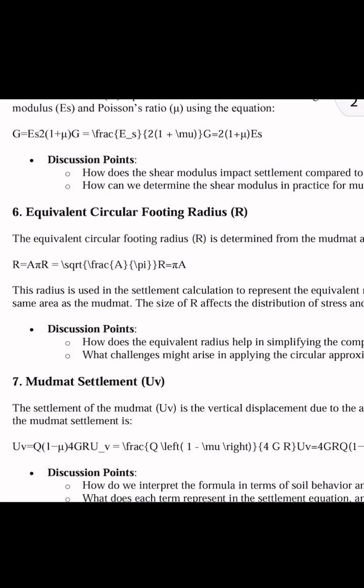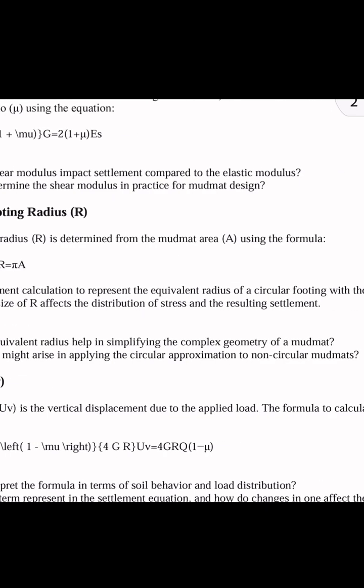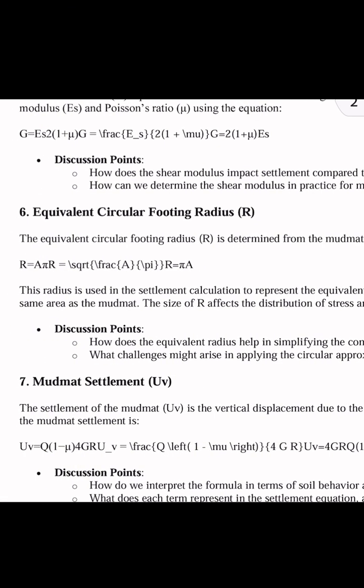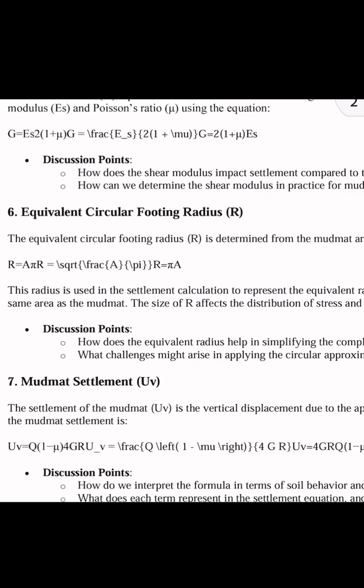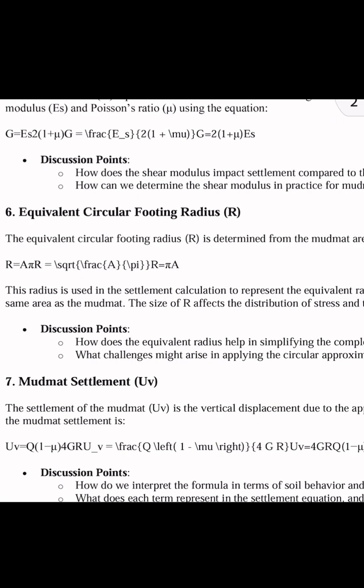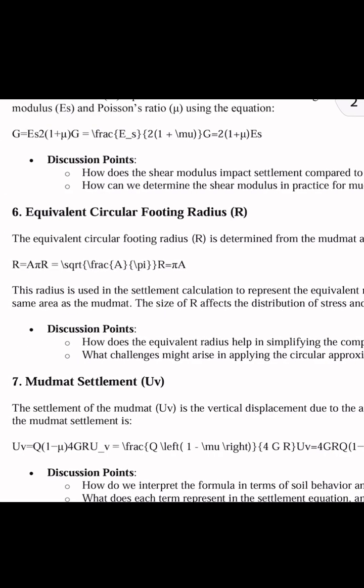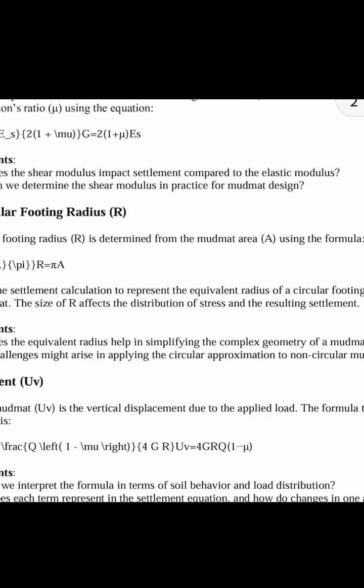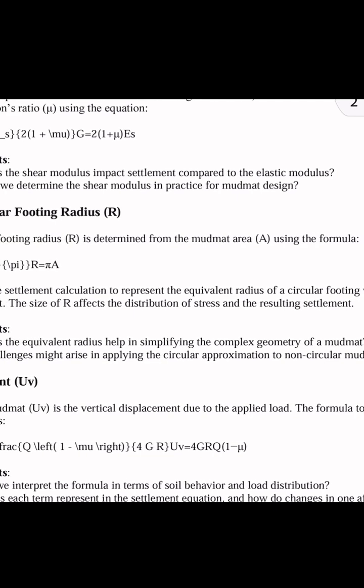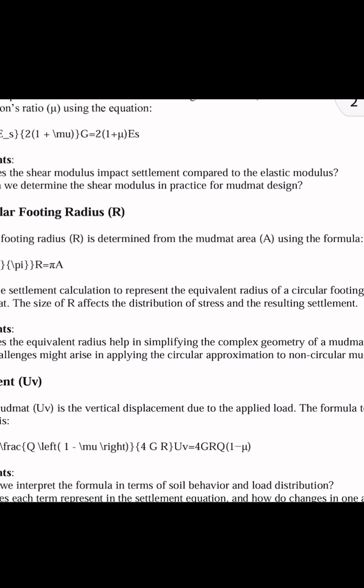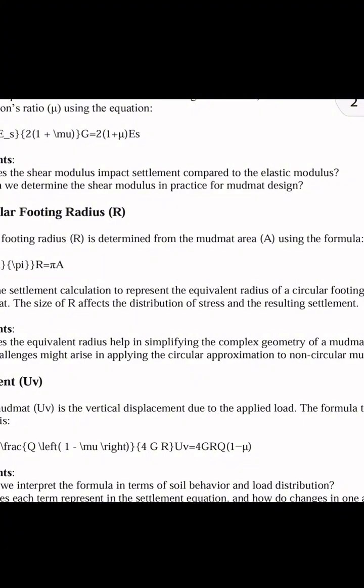An equivalent circular footing radius. The equivalent circular footing radius is determined from the area of the Mudmat using the formula R equal to square root of area by pi. This radius is used in settlement calculation to represent the equivalent radius of a circular footing with the same area as the Mudmat. Of course, the size R affects the stress distribution and resulting settlement.